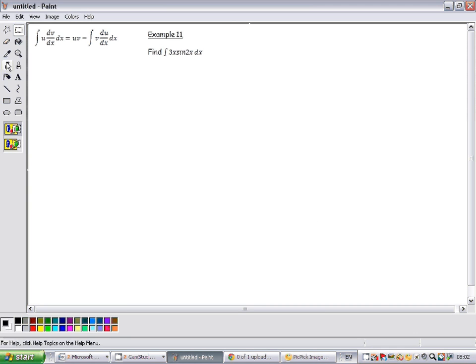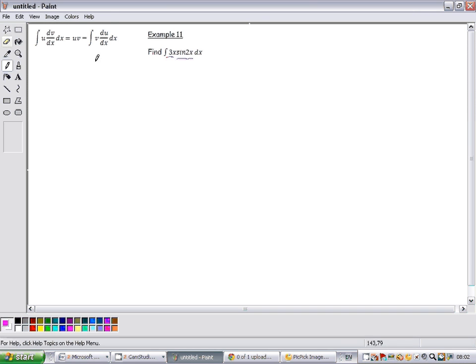Integration, example 11. We're moving on to a different method now called integration by parts. I always think this is a little bit similar to the product rule for differentiation, in the sense of we're looking at situations where there are two functions multiplied together, and usually they're different kinds of functions. So in this example we have a polynomial function, 3x, and then we have a trig function, sine 2x. They're different types of functions.